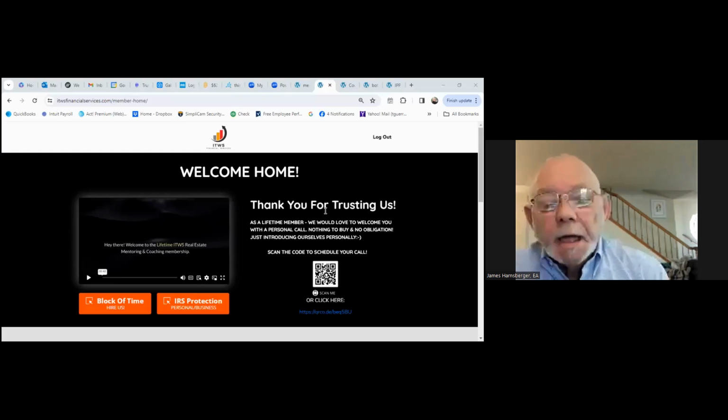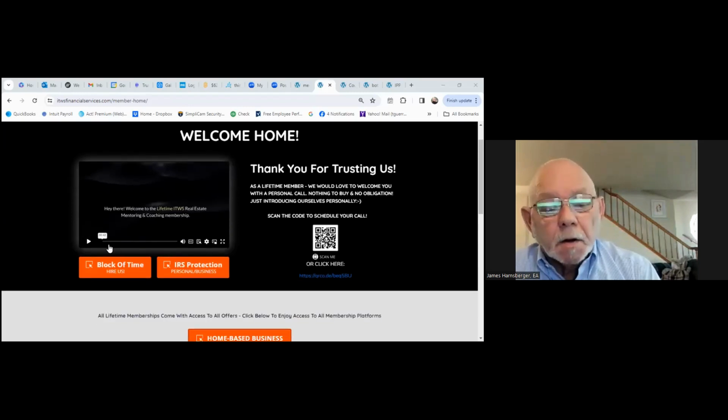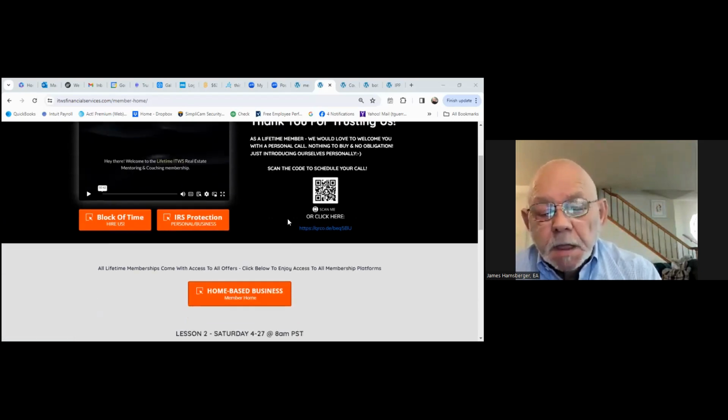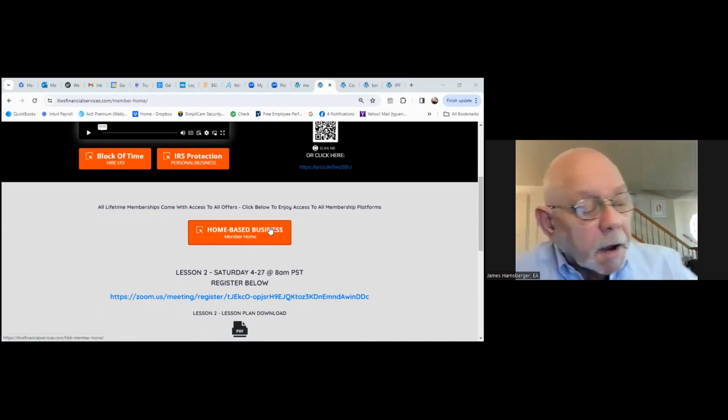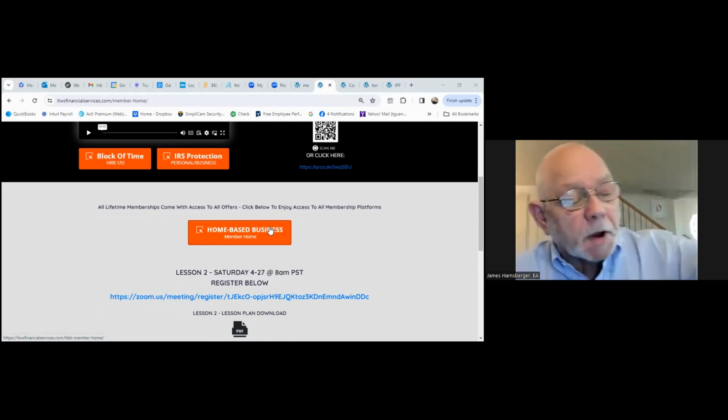Once you're in and you are in your back office, I just want to show you the navigation in your back office. Let me share my screen. You've logged into your back office. And again, this is where you go to make an appointment. Just grab the QR code, get on my calendar. I'll cover the block of time in our world famous IRS protection plan. Basically, you're going to have the ability to toggle, and we're going to be adding these other programs.